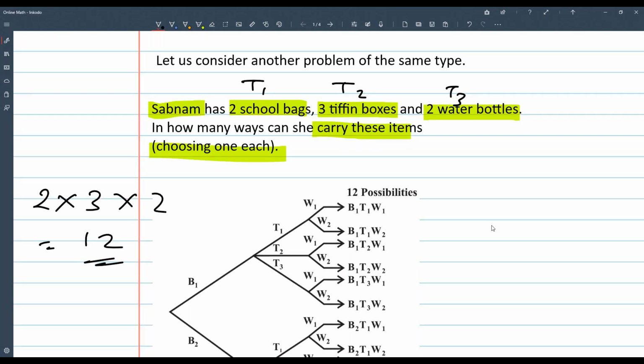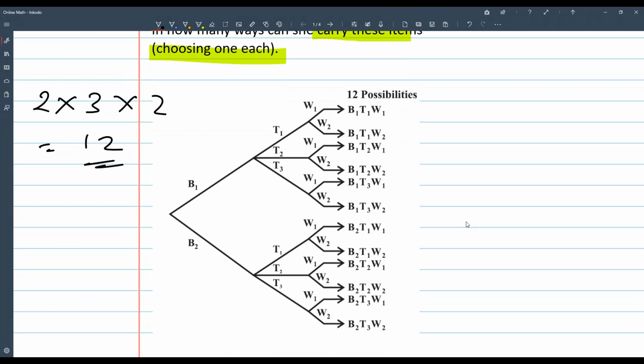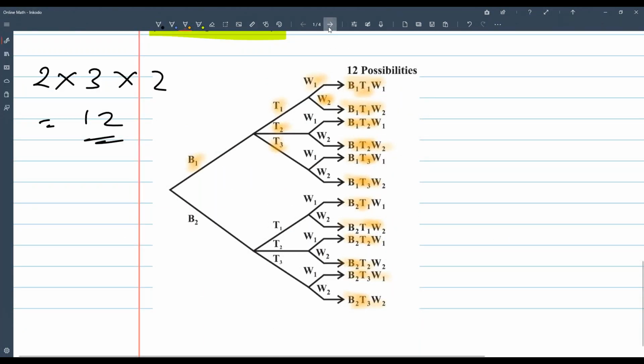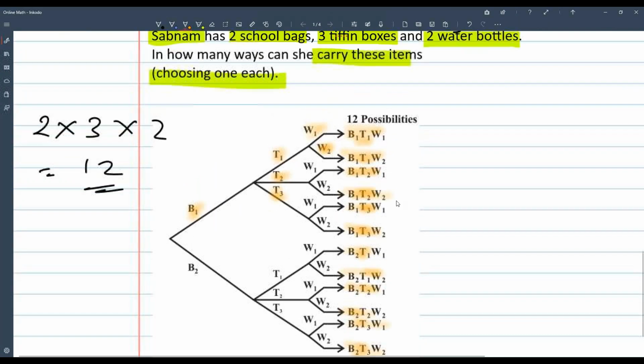We can see this explanation from the tree diagram. She has bag 1. For every bag, 3 tiffin boxes. For every tiffin box, 2 water bottles. So these are the pairs we can see. There are a total of 12 different arrangements, different possibilities, different ways which are possible to complete these 3 tasks together. Now let's move to the next page.